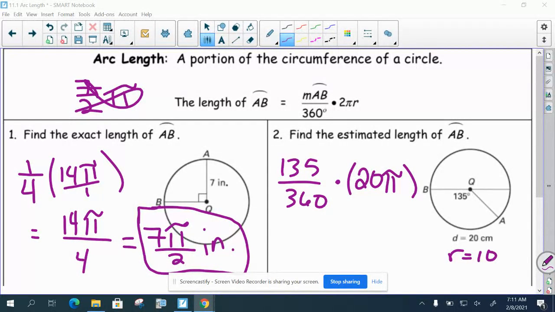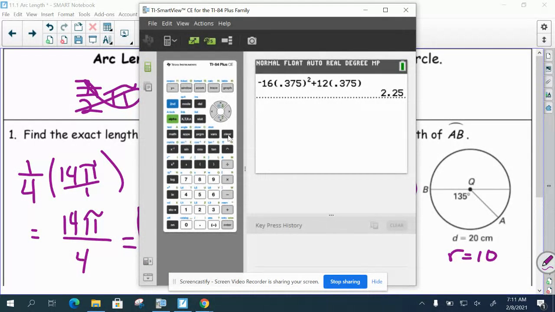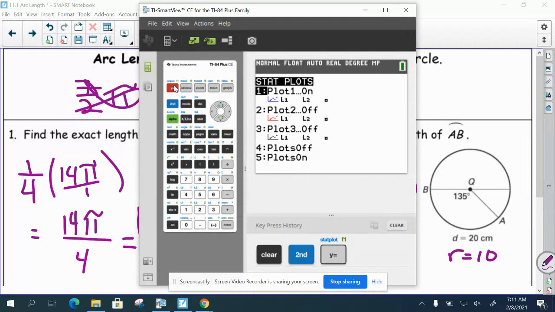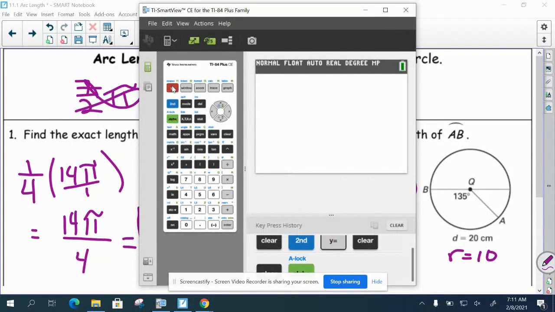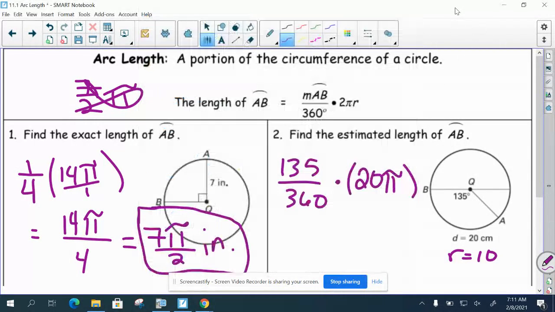So actually, what might be easier to do here, let me bring out my calculator. Go ahead to your calculator and figure out what 135 divided by 360 is as a fraction. So use your fraction button, and that would simplify it for you. So here, alpha y equals fraction button, 135 over 360 gives us 3/8. Okay, so this turns out to be 3/8 times 20 pi over 1.